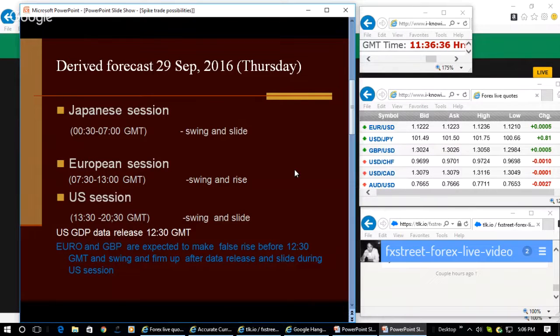What is going to happen? The forecast says that Euro and GBP are expected to make the slide. During the Japanese session, you would have noticed that they just quickly went up and came down. And during the European session, they are expected to make a swing and rise. The European session gets over by 13 GMT, and the US GDP data is to be announced by 12:30 GMT. So what is going to happen?